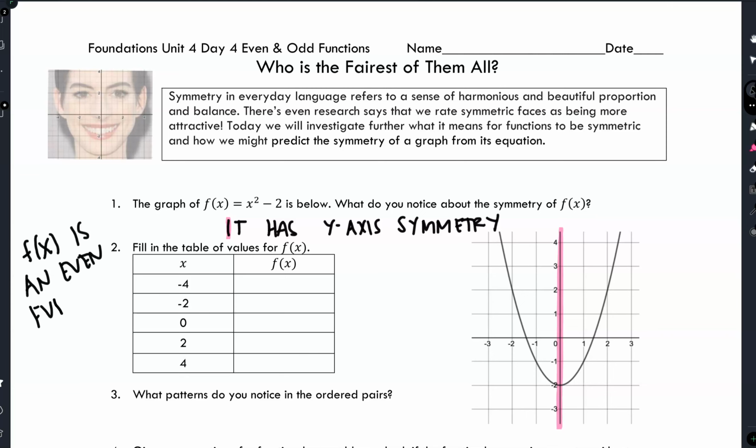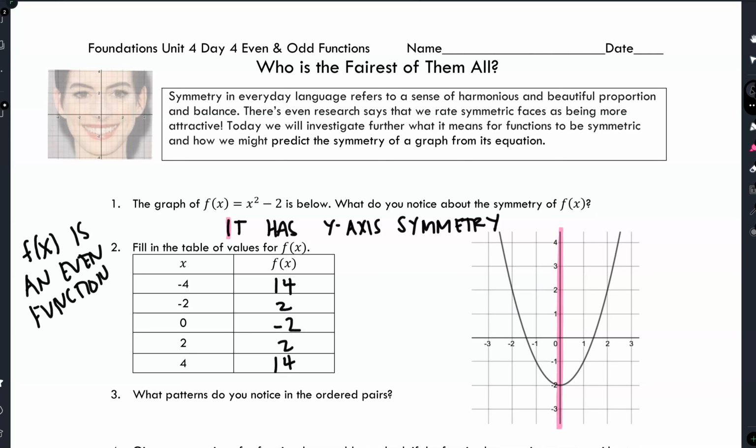So filling in table number 2 tells us that as well. For the function at -4, when I plug in -4 inside this function, I get a 14. When I plug in a -2, I get a 2. When I plug in a 0, I get a -2. When I plug in a 2, I get positive 2. And when I plug in a 4, I get a 14. So what do you notice about the ordered pairs here?